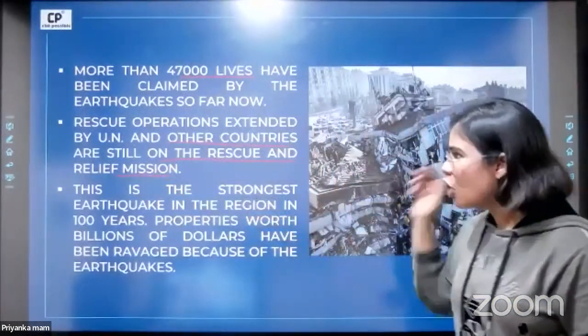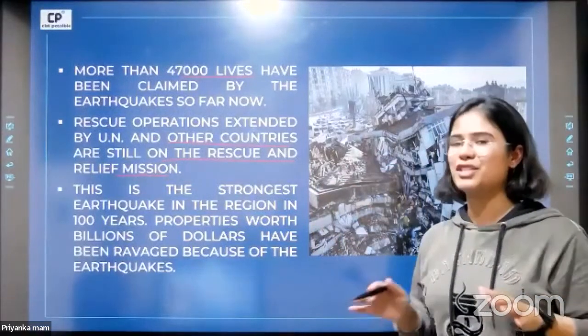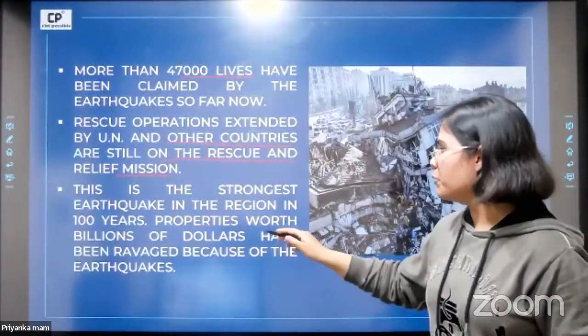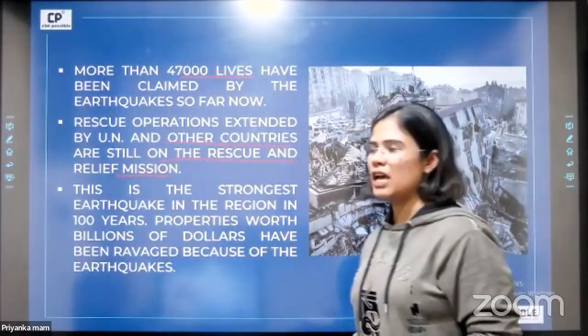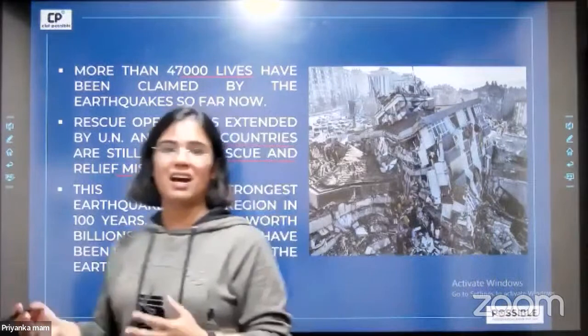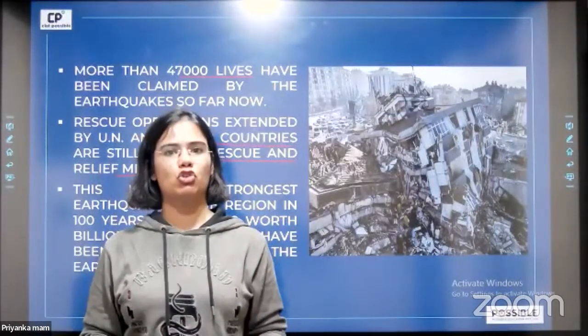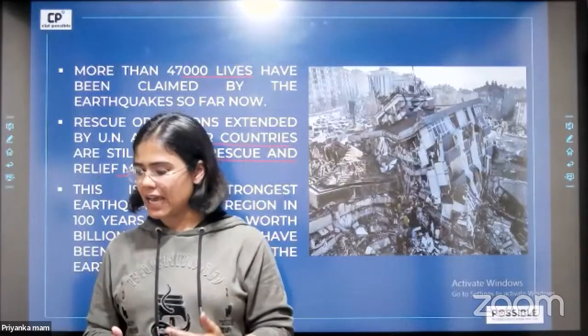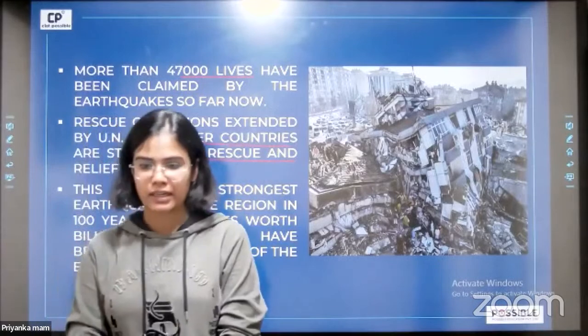So this is the strongest earthquake in the region in the past 100 years, right? Properties worth billions of dollars have been ravaged because of the earthquake. There are mosques and ancient monuments that have been completely destroyed. So, of course, the world has to come together. Vasudhaiva Kutumbakam, absolutely right, right?